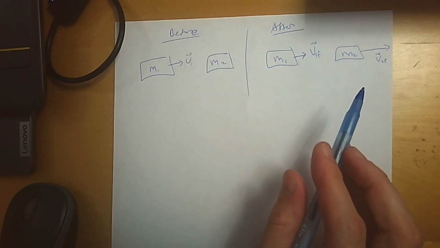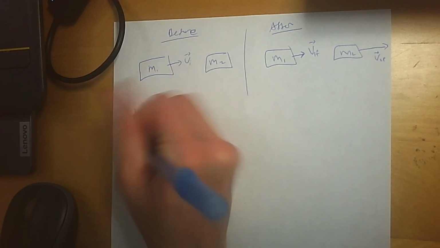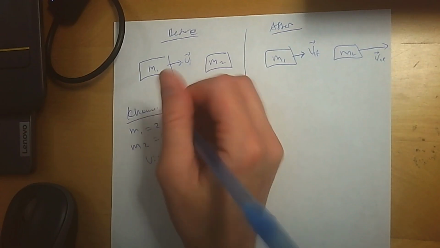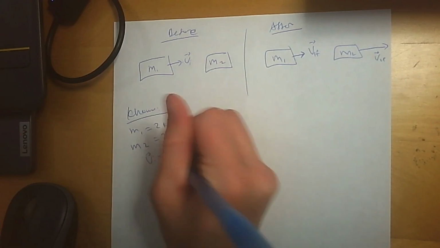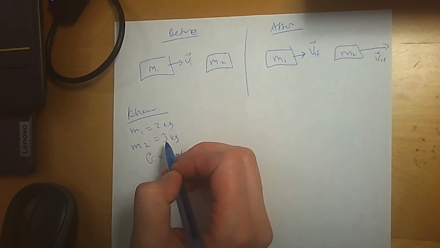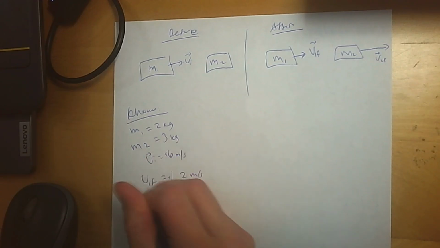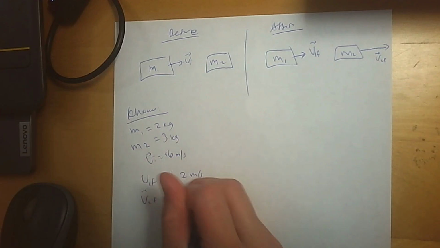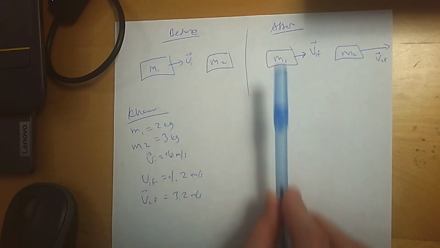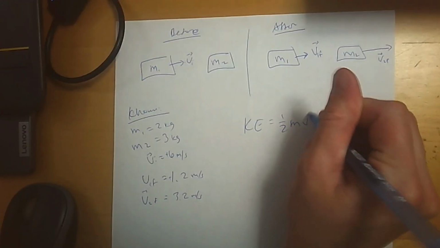Okay, so I have my variables shown, and I should write out my knowns. m1 was 2 kilograms, m2 is 3 kilograms, v initial for m1 is 6 meters per second to the right, so that's a positive 6 meters per second. And m2 was at rest. Here, v1 final is 1.2 meters per second to the right, and v2 final was 3.2 meters per second. So I want to figure out if this kinetic energy equals this plus this kinetic energy. Again, kinetic energy is equal to 1/2 mv squared.